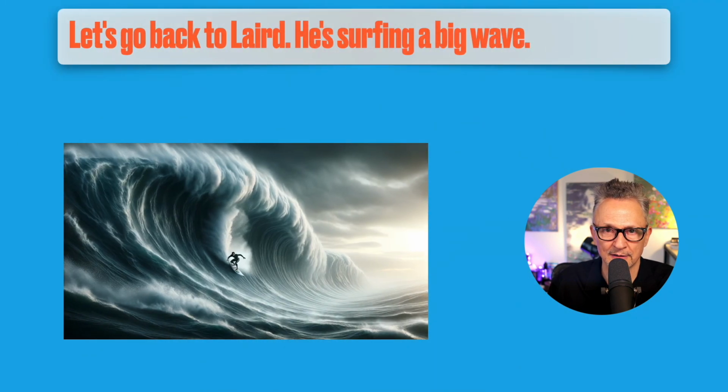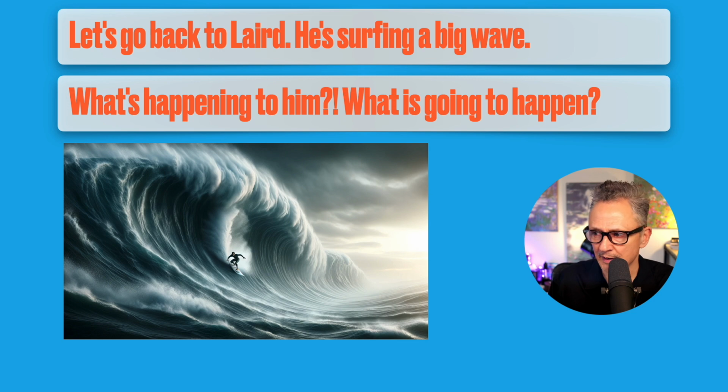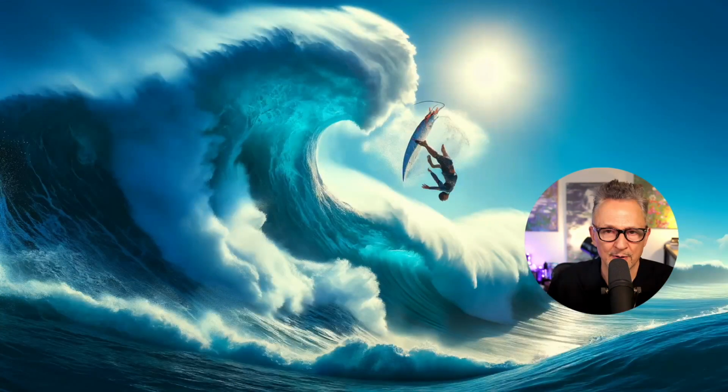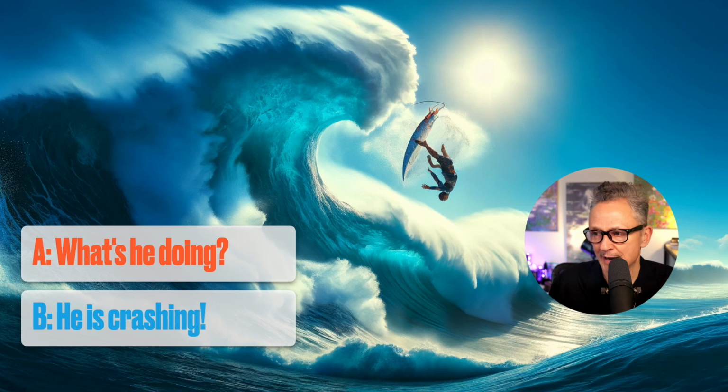So let's go back to Laird. He's surfing a big wave. What is happening to him? What is going to happen, right? And so now we have this picture of Laird wiping out. What's he doing? He is crashing. So in this particular case, I used a traditional grammar style conversational activity like the ones in Side by Side, a famous grammar book, but I opened a story loop at the beginning and then closed it at the end.